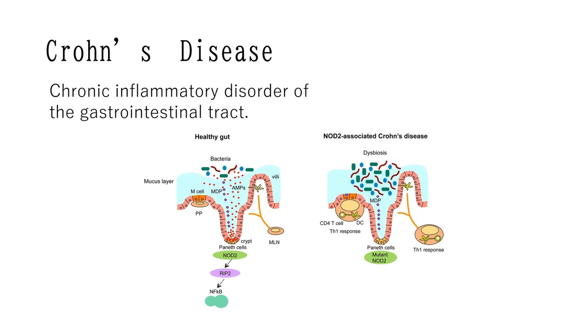Although its exact cause is not fully understood, it is thought to result from an inappropriate immune response to intestinal microbes. Importantly, Nod2 is one of the major genetic factors associated with Crohn's disease. Loss-of-function mutations in Nod2 reduce the ability to properly sense bacterial MDP, which can lead to dysregulated immune responses and contribute to chronic intestinal inflammation.